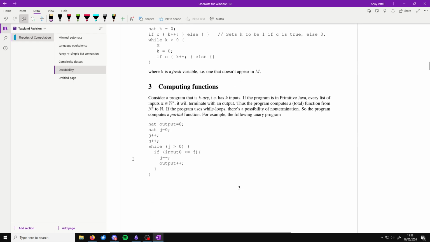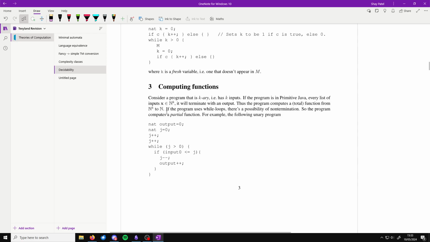Computing functions. Consider a program that's k-ary, so it has k inputs. If the program is in primitive Java, for every list of inputs x in the natural numbers to the power of k, it will terminate with an output. And so the program computes a total function from N^k to N. The reason it's total is because it's defined for all values in that domain. If the program uses while loops, there's a possibility of it not actually terminating, and so the program computes a partial function.